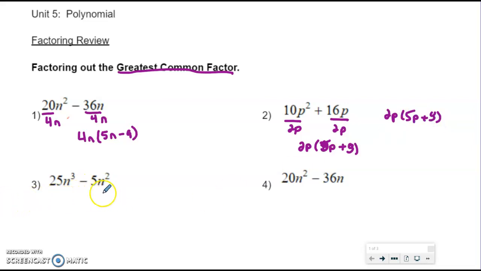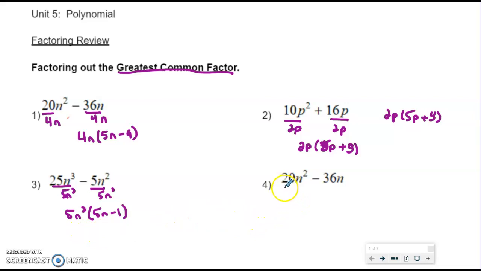Now if I look at this next one, I have 25 and I have 5. I know that 5 goes into both of these, so I can divide both of them by 5. And they both have n's. The smallest number of n is n squared, so I can do 5n squared. 25 divided by 5 is 5. N cubed over n squared is n, minus 1. So it would be 5n squared times 5n minus 1.